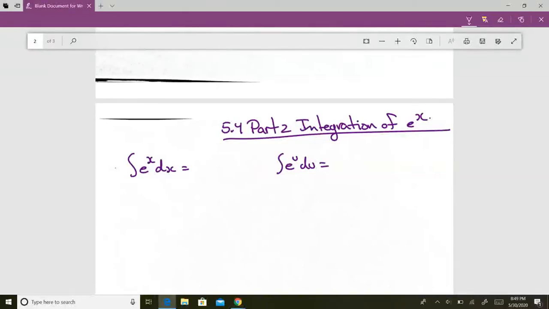All right, everybody, it's 5.4, part 2. We are integrating e to the x or e to the u. Yesterday we did derivatives of it. Now we're doing the reverse process.